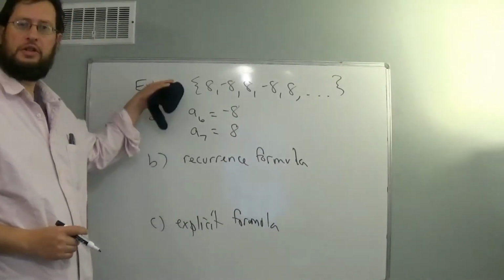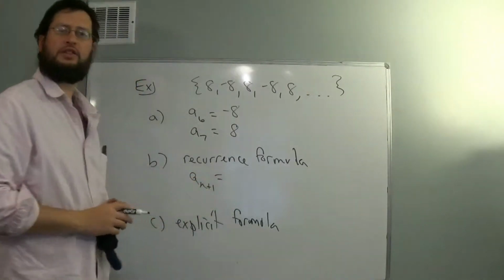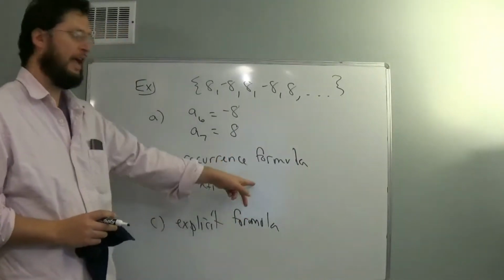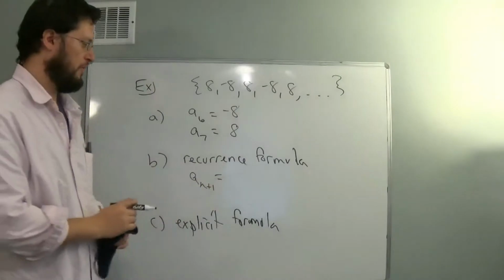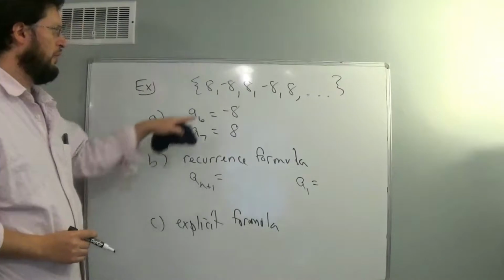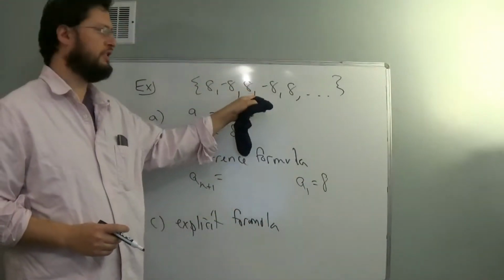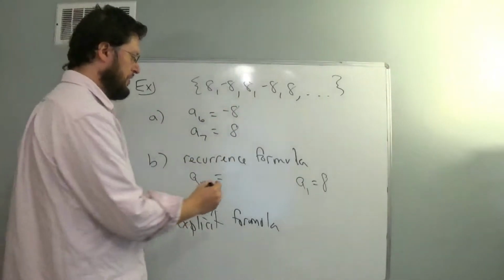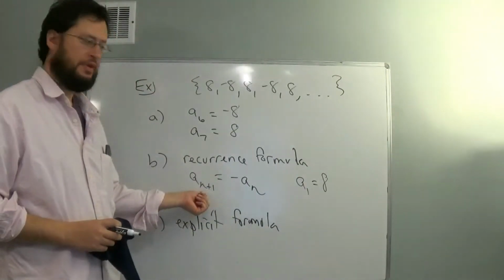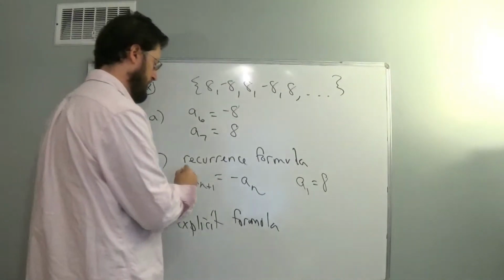Next, what is a recurrence formula? Remember, a recurrence formula will have a formula for the nth term, n plus first term, and it will include somehow or another a_n here, or possibly even earlier ones. And we'll also need the starting value. Well, a1 is 8. How do I go from one term to the next? No matter where I am, I go from one term to the next by multiplying by negative 1. So the n plus first term is the negative of the nth term. And this is the recurrence relation.